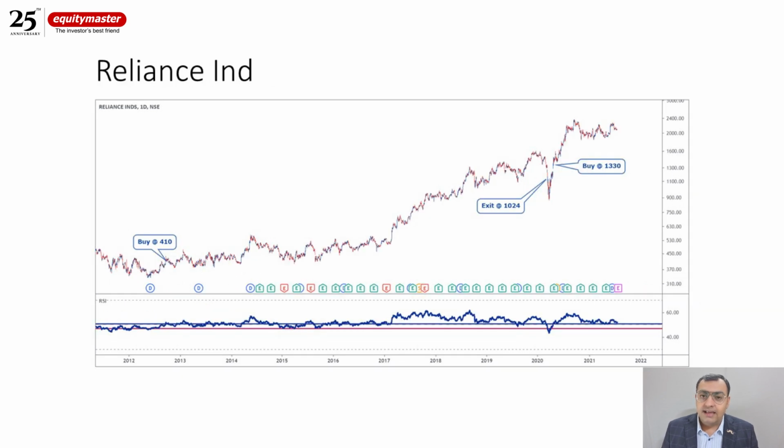Second, the elephant, Reliance Industries, gave a buy at 410 in 2013. And you might tell me that I was a fool to buy in 2013 till 2017. It made nothing. But yes, system is a system. I never knew that till 2016-17 Reliance will do nothing. But look at the stellar rally I got. I exited at 1024, which is 2.5 times. I re-entered at 1330 during the last V-shaped recovery, and we are about 2000 levels and still continuing.